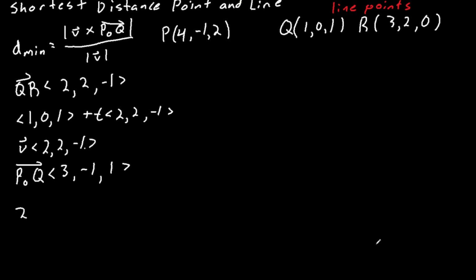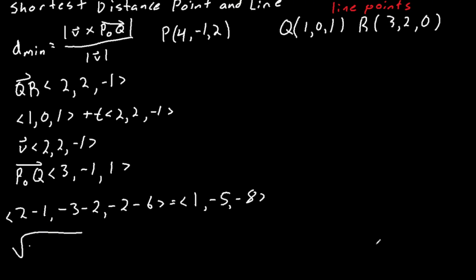2 minus 1, -3 minus 2, and -2 minus 6. And this is equal to 1, -5, and -8. Let's go ahead and find the magnitude of this. We don't even need to show the name. Let's find the magnitude of this.